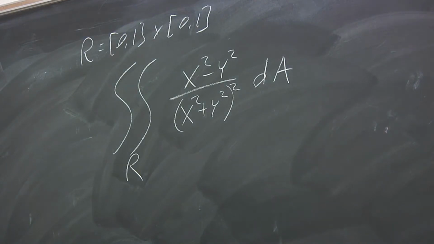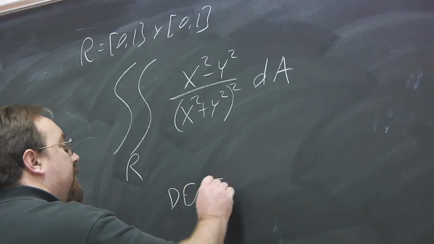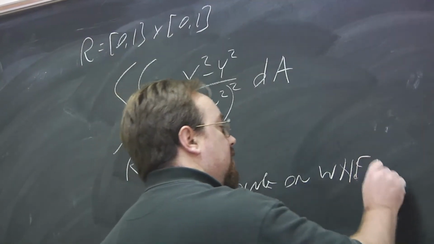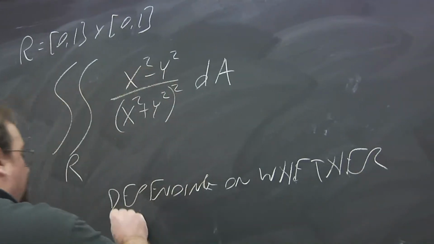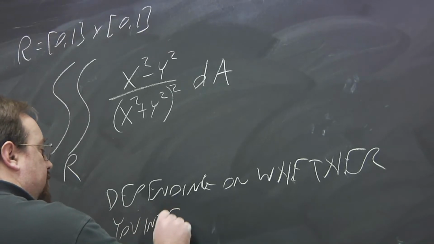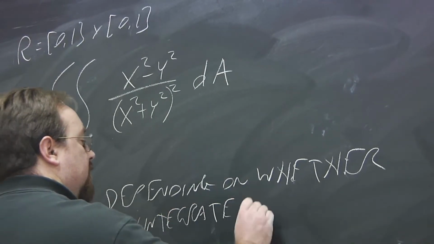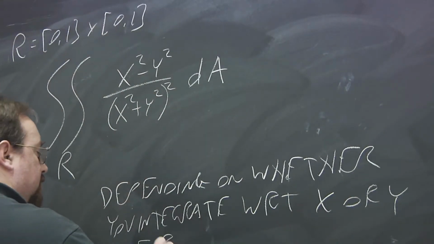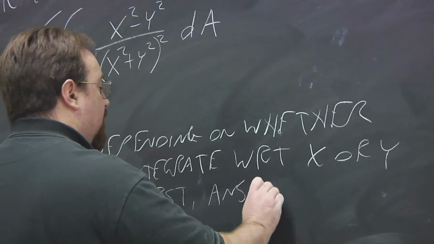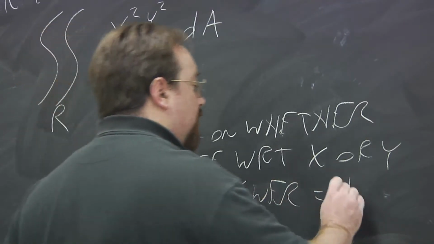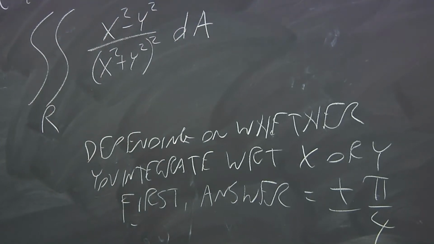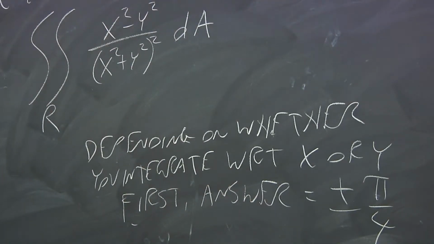If you try to apply Fubini's theorem to this, depending on whether you integrate with respect to x or y first, the answer that you get is plus or minus pi over 4. So you get pi over 4 integrating one way, minus pi over 4 integrating the other way.